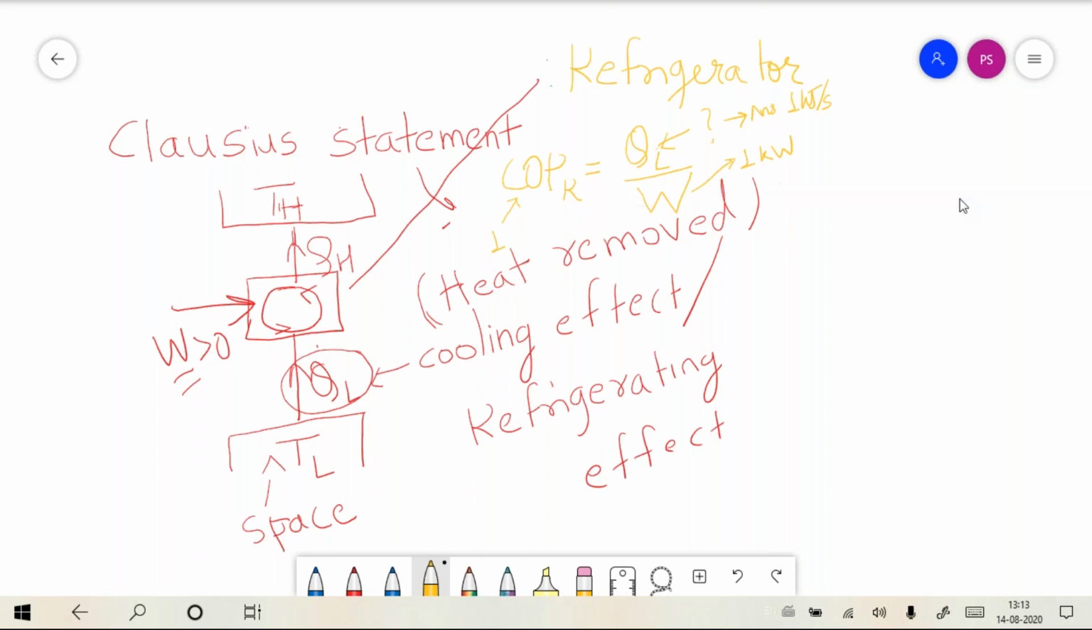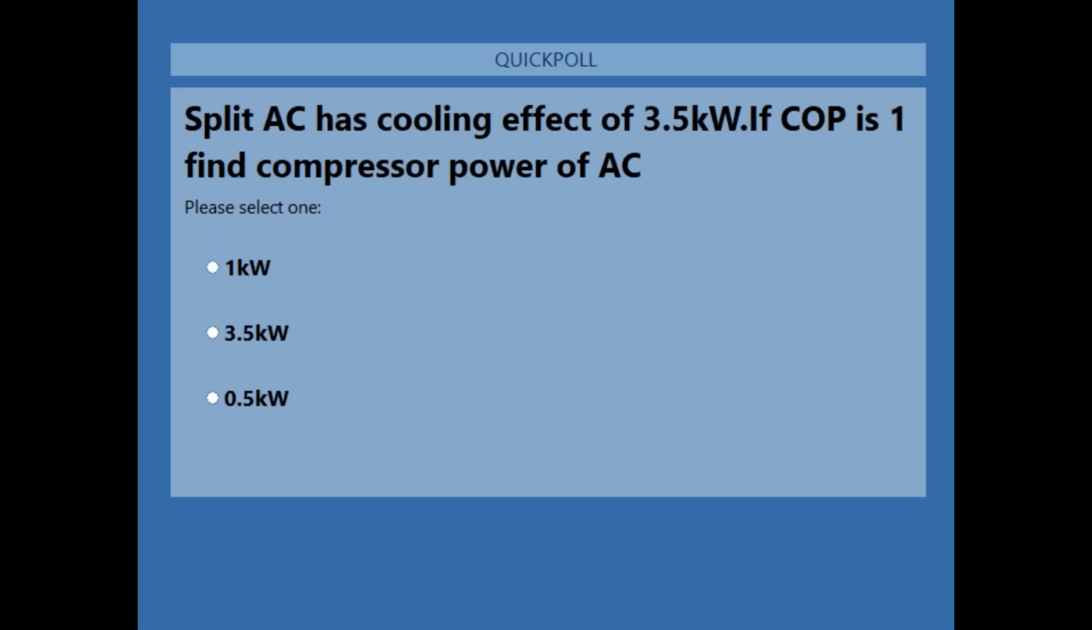Again, using the same concept, let me ask you another question. So remember what I had told you just now, that a split AC is nothing but a refrigerating system. Split AC, split air conditioning system. AC means air conditioning system. So a split air conditioning system is nothing but a refrigerating system whose COP would again be the same expression. I guess that all of you understood now. Most of you are getting the answer right. So this is now pretty obvious, and those who are getting it wrong, they should think of why they are getting this wrong.